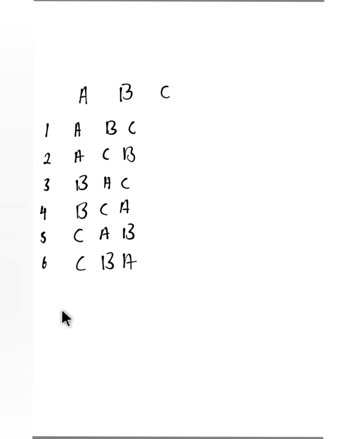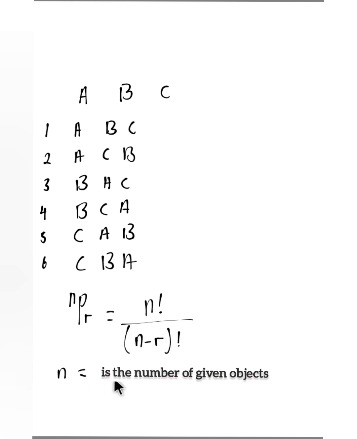And there's a formula that can help us with permutation, which is nPr equals n factorial over n minus r factorial, where n is the number of the given objects and r is the number of the required objects.